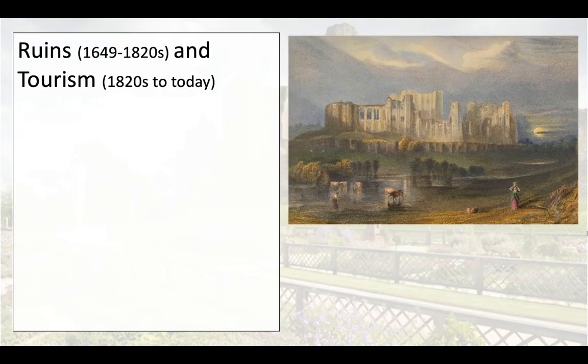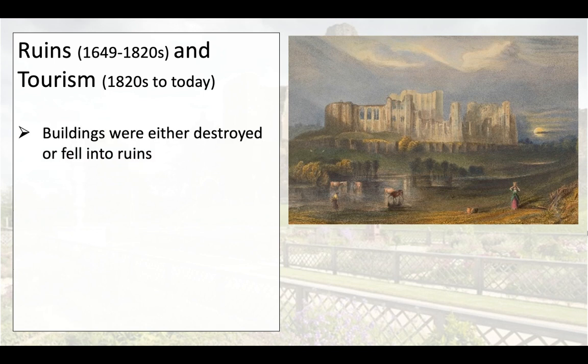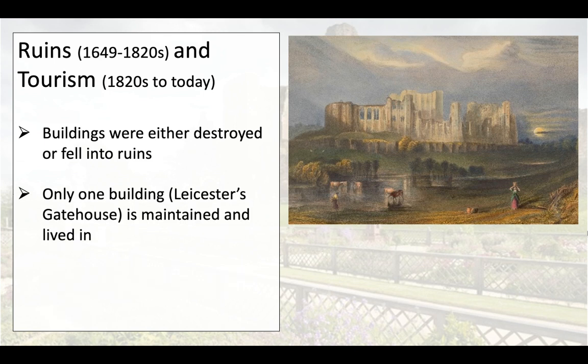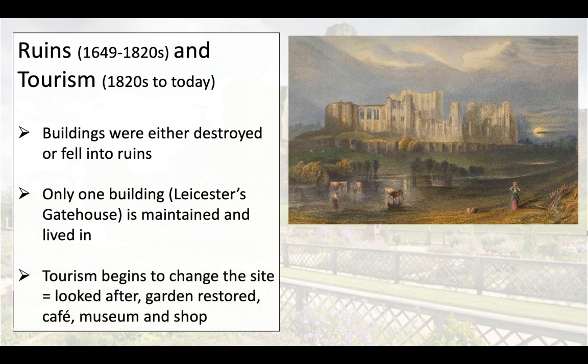Thinking about the final remaining eras, these are less significant really for this question, but worth us just touching on briefly. How does the castle change in the ruins and tourist eras? So, first of all, of course, in the ruins era, buildings are either destroyed or they fall into ruins. There's one building which remains in good shape and is lived in, so that's Leicester's Gatehouse. And then as the tourist era begins, we start to see some big changes, particularly more recently.